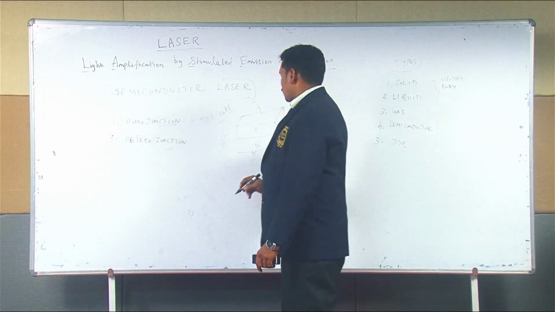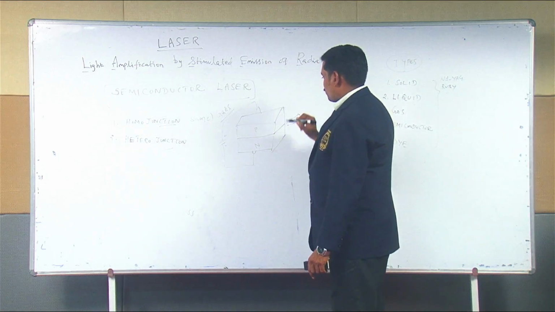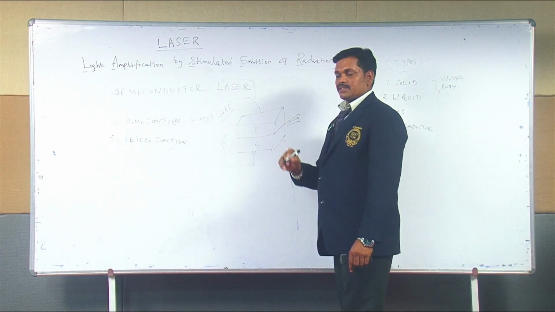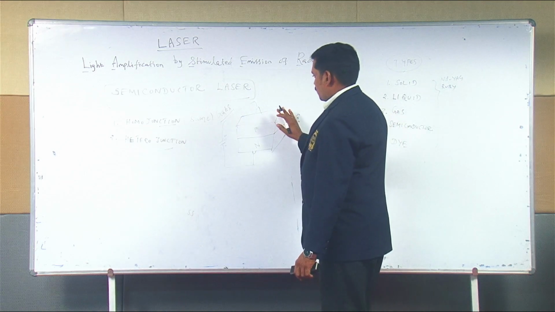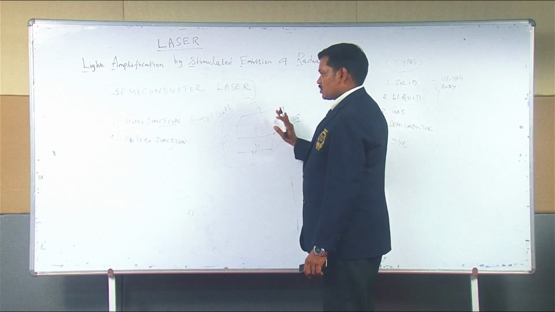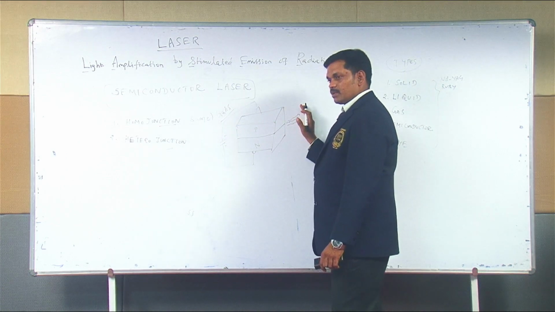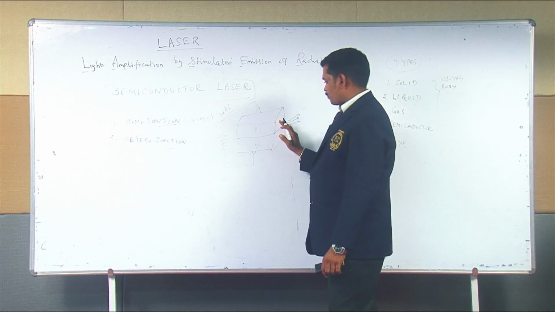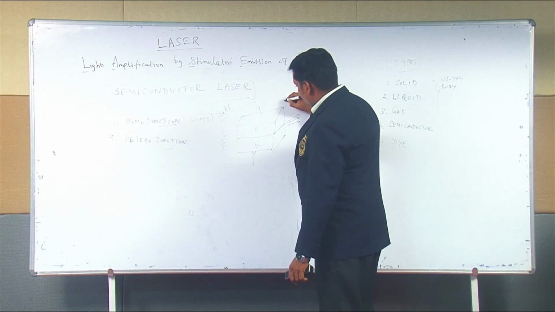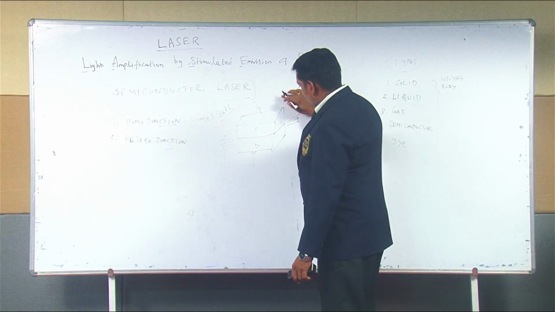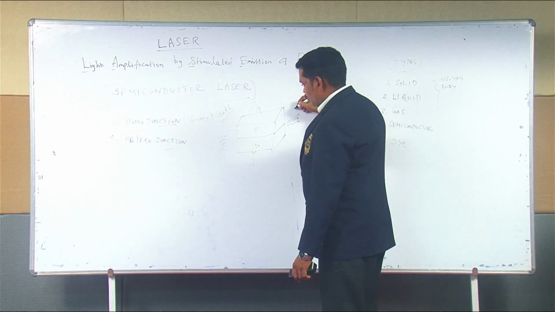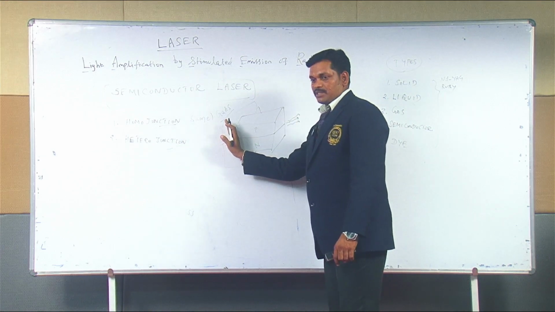But still, in the basic components we have discussed the resonant cavity. In the semiconductor laser, especially in the homojunction semiconductor laser, one side, say for example here, you are getting output, and this side is completely polished. So it acts as 50%, okay, here we can get output, and the other side acts as a 100% reflecting mirror.